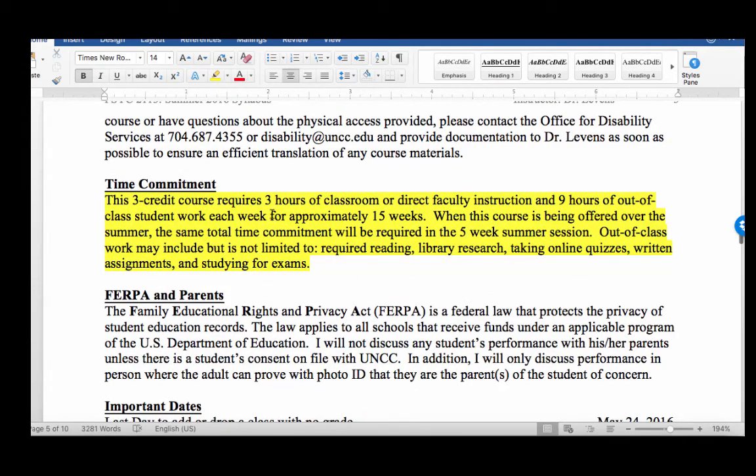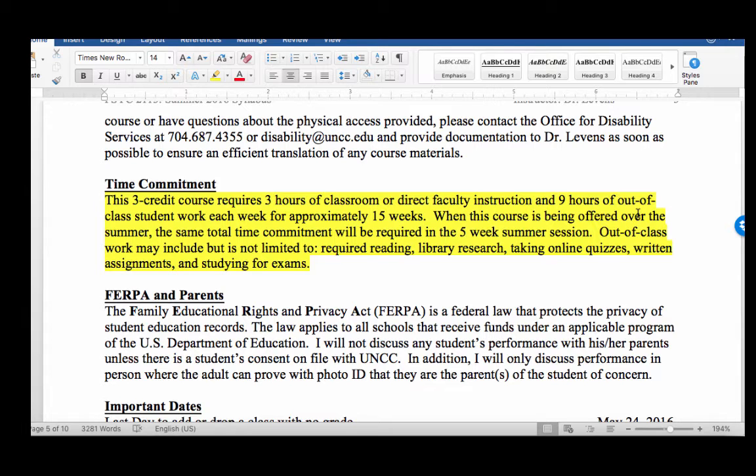Time commitment. This is a 3-credit course. A 3-credit course, based on the definition of the university, is 3 hours of classroom or direct faculty instruction. And of course, for online, this would be approximately 3 hours of direct instruction through videos, and 9 hours of out-of-class student work each week. So if you have 3 hours of in-class time and 9 hours of out-of-class time, this 9 hours should be the time that you should be studying to do really well.